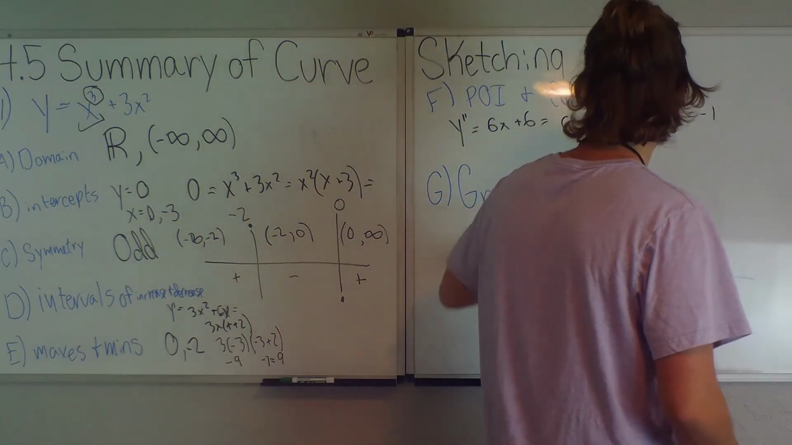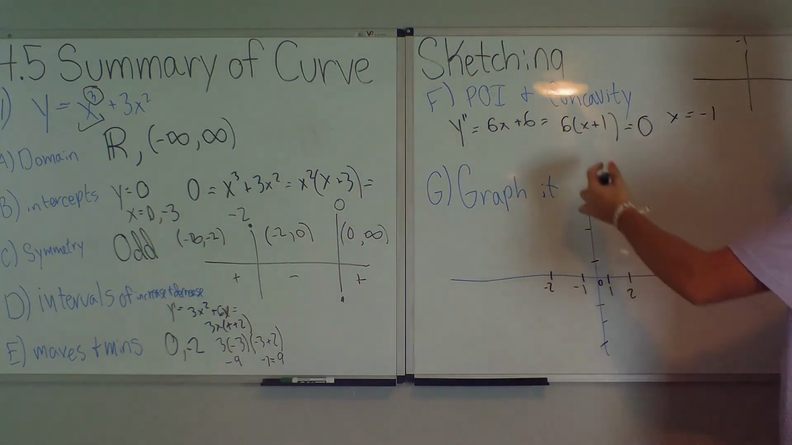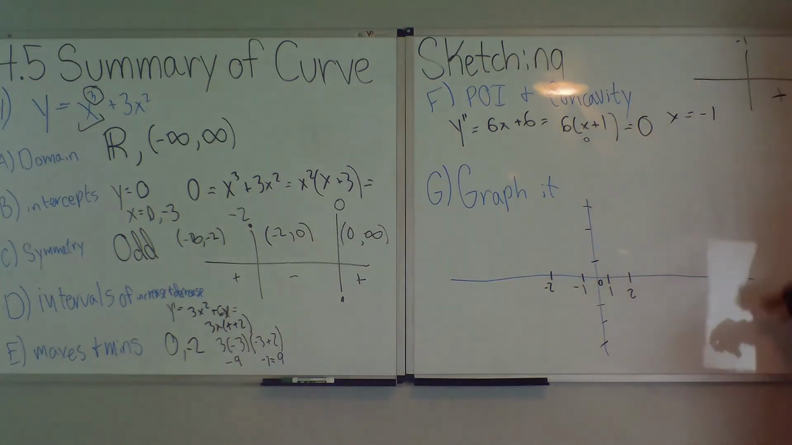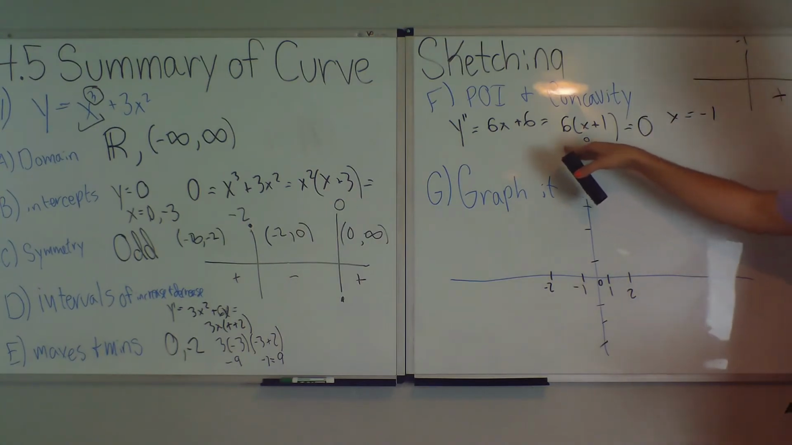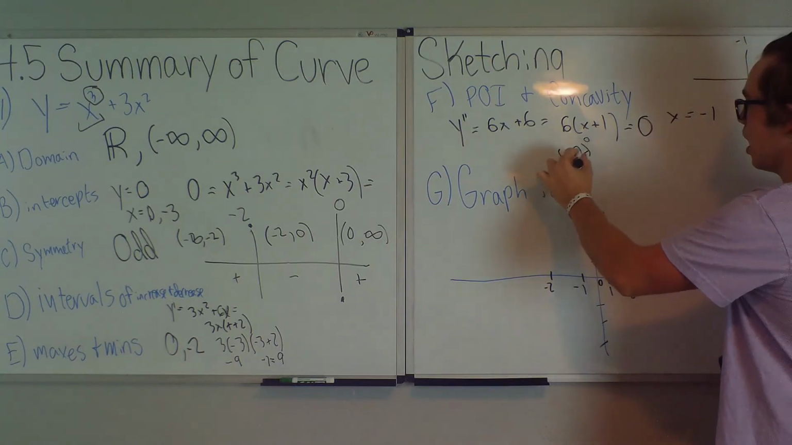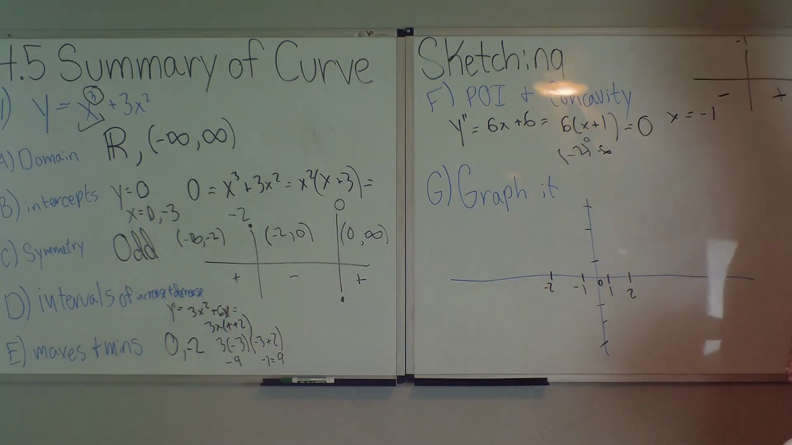Okay, that's all well and good. Now that we have our point of inflection, which is negative 1, we plug in numbers greater than negative 1 and less than negative 1. What's bigger than negative 1? 0. That's the easy one to plug in. We plug in 0 here and we get 6, so it's positive on this side, so it's concave up when it's greater than negative 1. And then we plug in negative 2, let's say, and that's negative 6, so this is concave down to the left of negative 1.